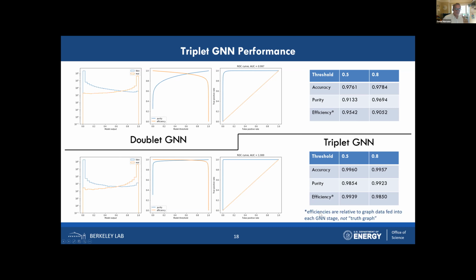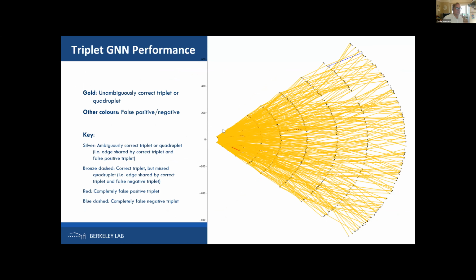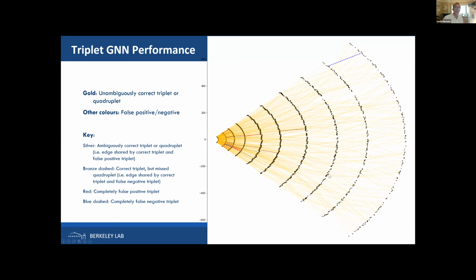Again, I'll just point out that those efficiencies are relative to the graph data that's fed in the first place, not the raw event. We can see that here gold is a correctly classified doublet from the triplet GNN. Most of the mislabeled triplets live in the center of the detector, as you would expect, because the occupancy there is quite high. And this could be an argument that if we use triplets as seeds, we could seed only from the outer layers because our confidence there is much better.